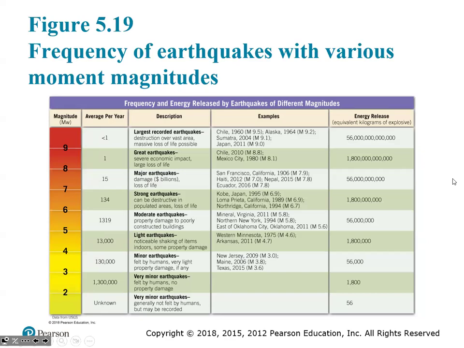Very minor earthquakes between 2 and 3, there's about 1,300,000 a year, 1.3 million a year. They're felt by humans, but they don't do any property damage. Their energy release is on the order of 1,800 kilograms of TNT.